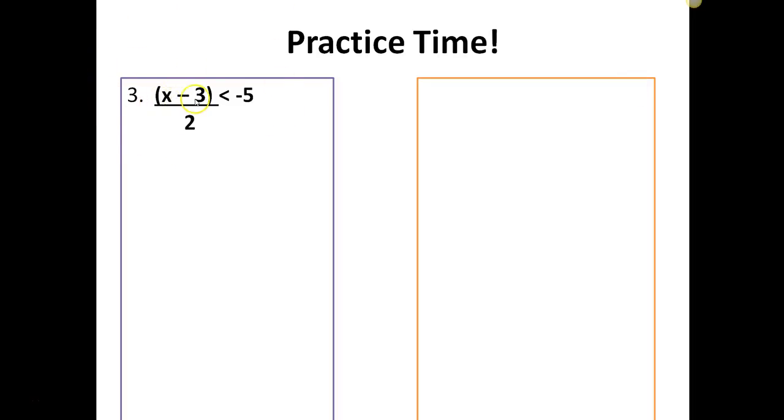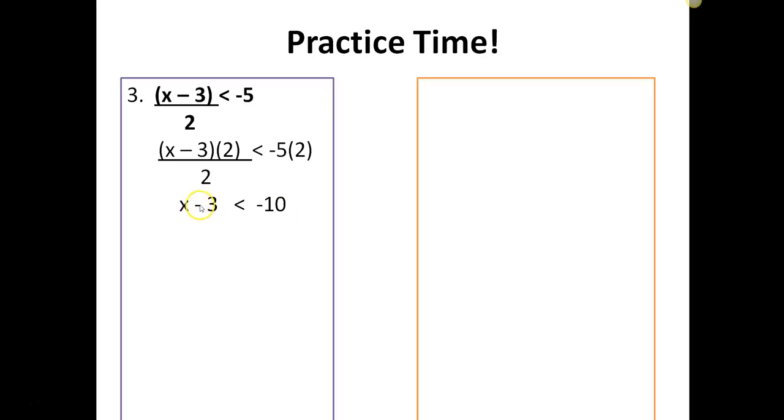All right, we have (x − 3) divided by 2 is less than negative 5. My goal is to get x alone. It's in the numerator. I can't just get rid of that take away 3. I first have to get rid of the divided by 2. So the opposite of dividing by 2 is to multiply by 2. I multiply the left side by 2, and look, 2 divided by 2, they cancel out. Multiply the right side by 2, and I'm left with x − 3 is less than negative 10.